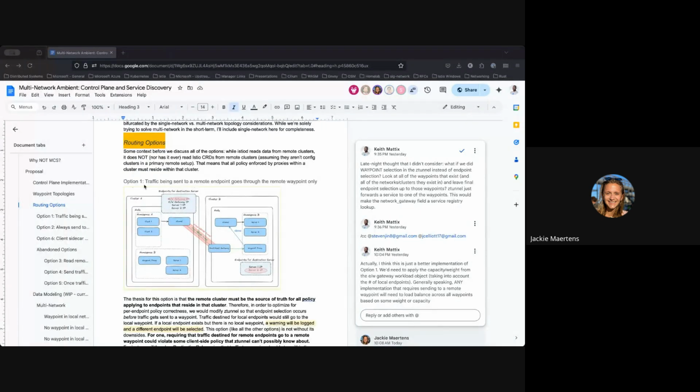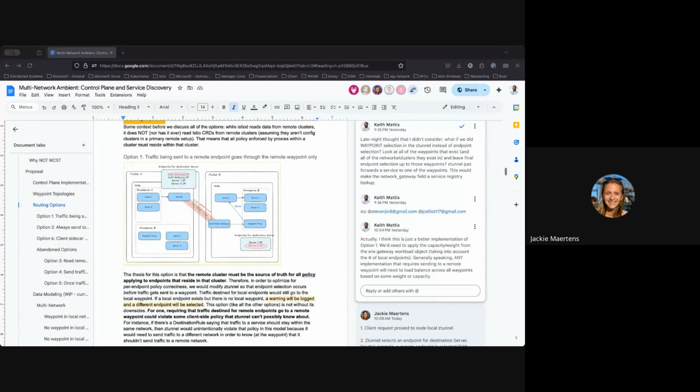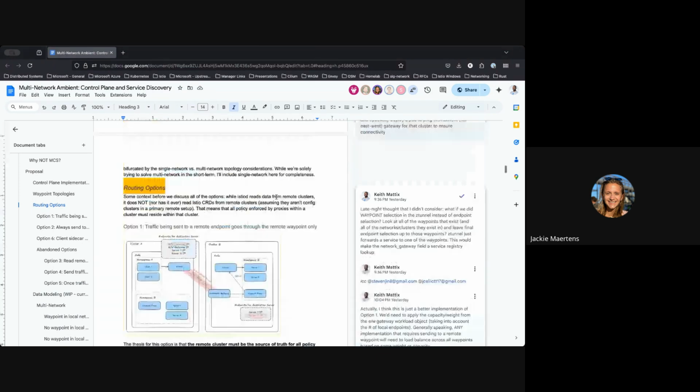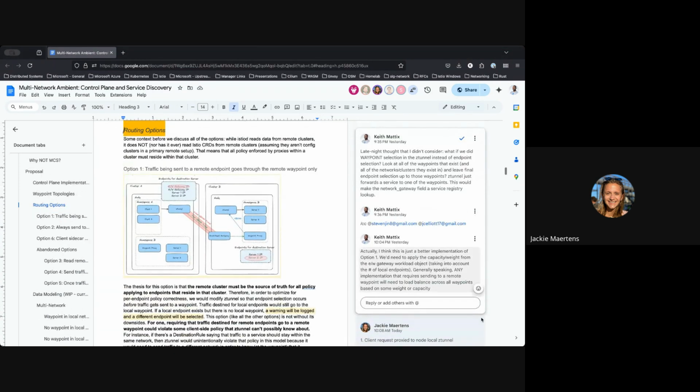Keith, it might make sense to share some of the diagrams for the alternatives considered. Yes, I was just going over there. Because we've considered some where you do have to go to the local waypoint, just for the sake of considering alternatives and the benefits. There are some drawbacks to going to a remote waypoint. Yes, there's definitely some things you have to keep in mind.